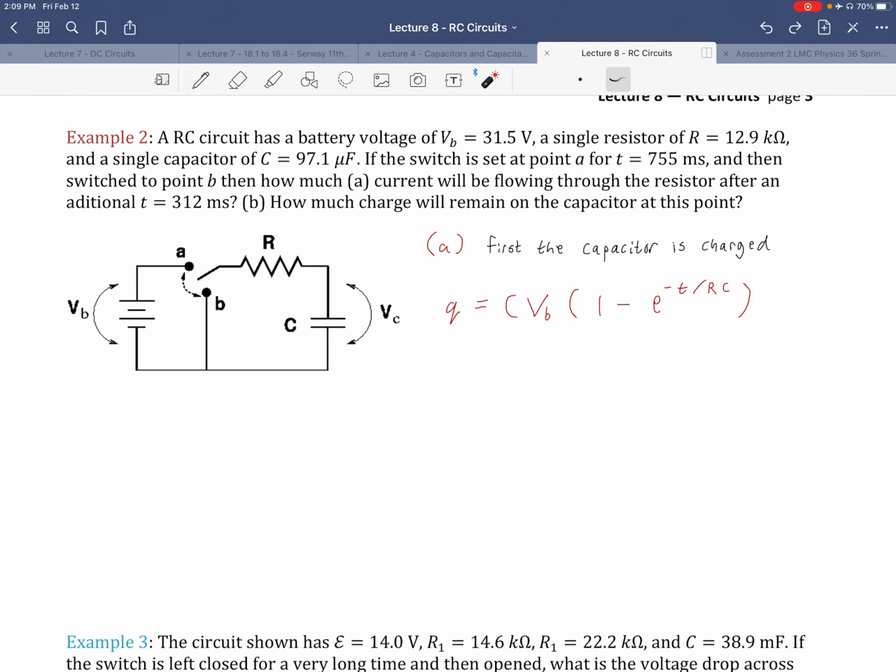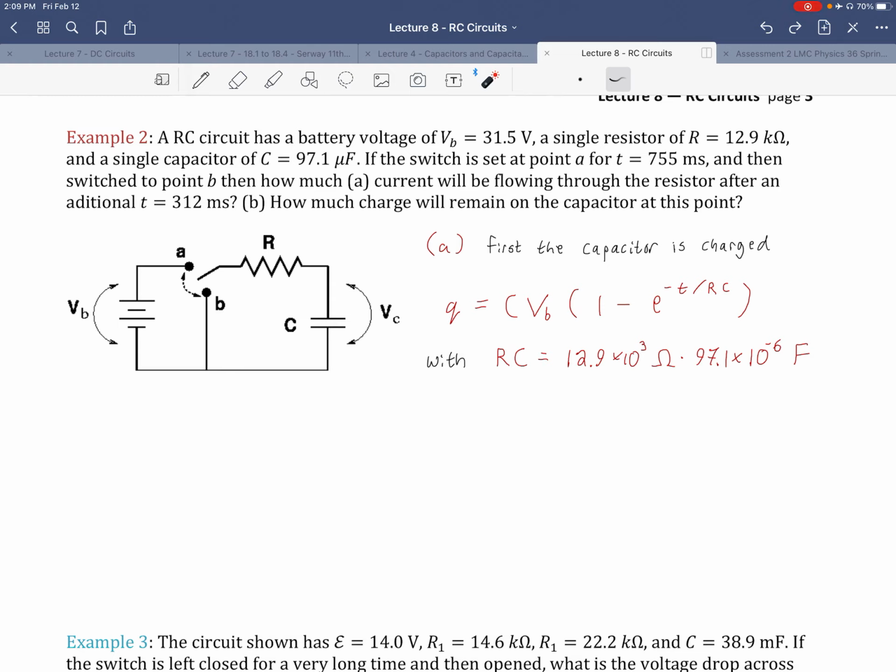Notice here, I've replaced Q max with capacitance and voltage of the battery. Makes sense, just these are my known values, okay? Again, that's just using the definition of capacitance. And I'm going to go ahead and find RC. It's a good idea to find this in one of your first steps.